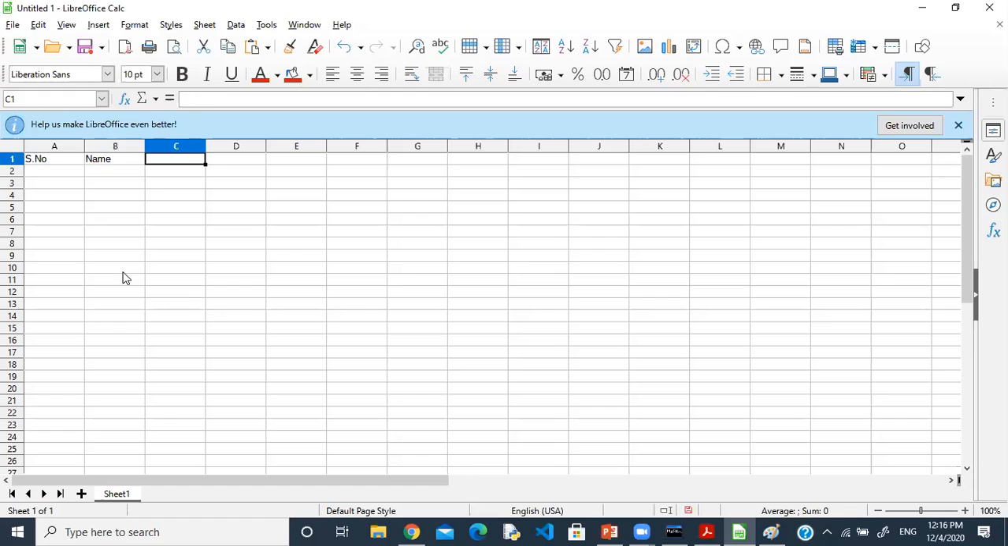After typing, suppose my typing is over and I don't want to type more. I want to move to another cell. So what do I have to do? I have to press the Enter key. Always remember, whenever you press the Enter key, by default the cursor moves downward, to the next row in the current column.